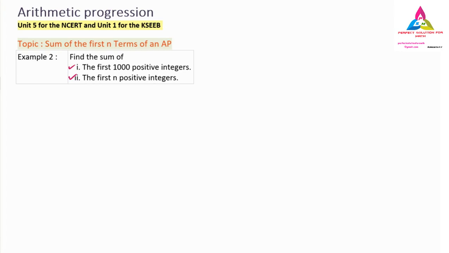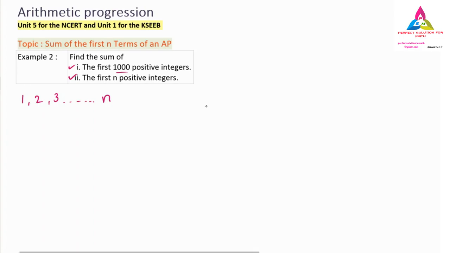So the first n positive integers. The first positive integer, I have told you, is nothing but 1. The second positive integer is 2, then 3, and so on. In the first question they gave 1000 positive integers, but in this case they have not mentioned how many positive integers there are. So we take it as n. This n may be 1000, 10, 6, or 1 lakh. We don't know the n value, so we write n as it is. Remember this, they have given n positive integers, nothing else.